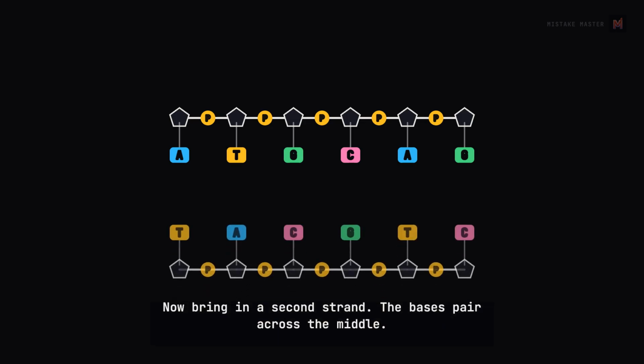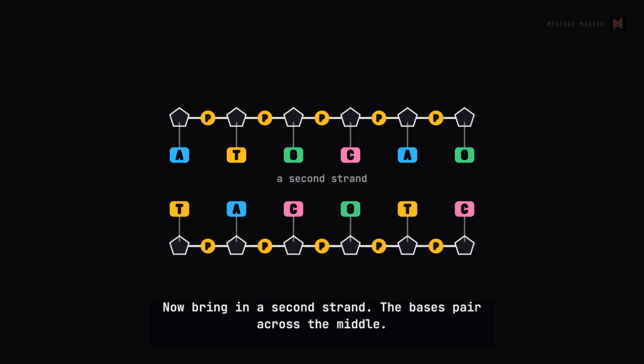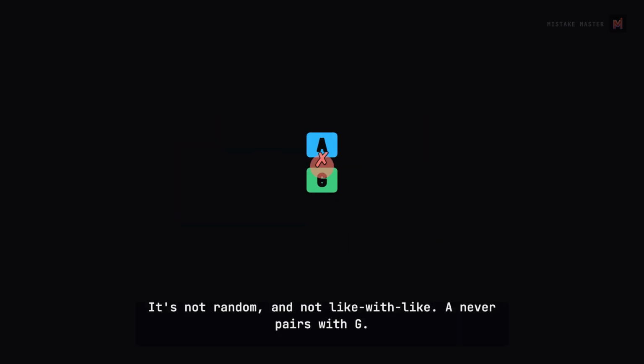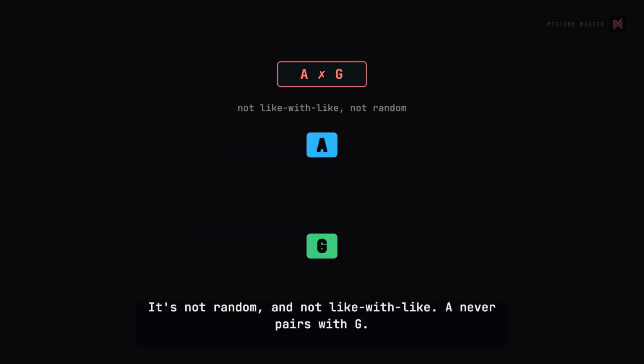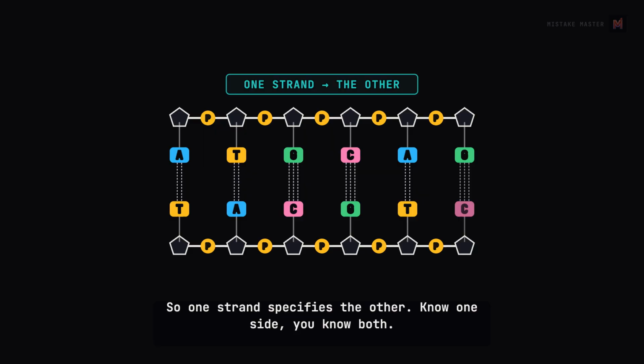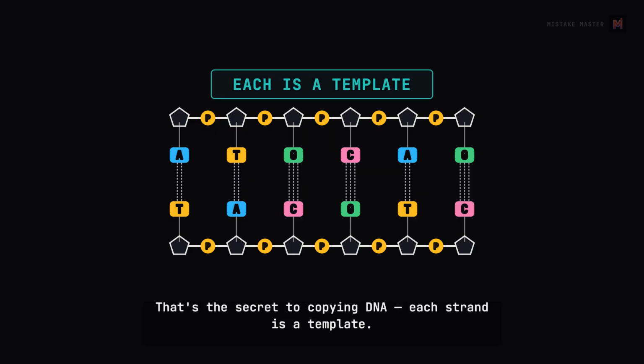Now bring in a second strand. The bases pair across the middle. The pairing is fixed: A with T, G with C. It's not random and not like with like. A never pairs with G, so one strand specifies the other. Know one side, you know both. That's the secret to copying DNA. Each strand is a template.